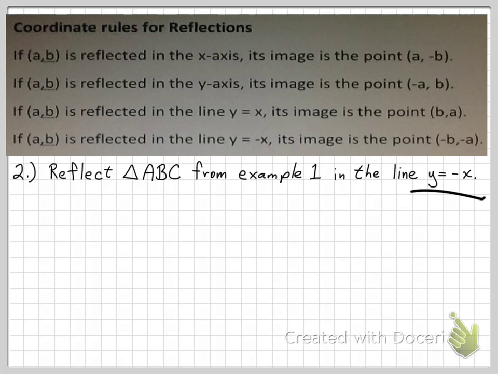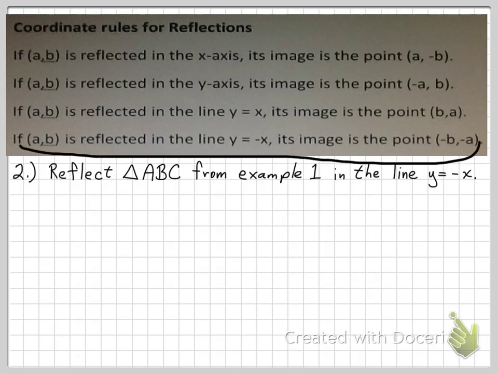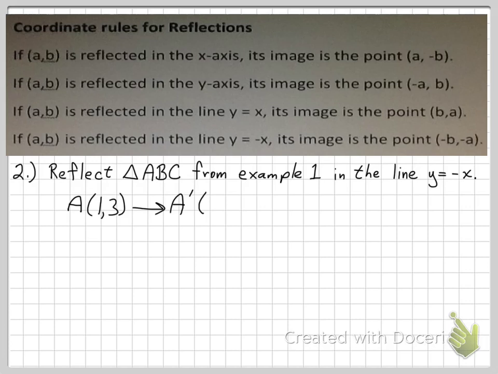So since I'm working with y equals negative x, that must be this rule right here, right? It's reflected in the line y equals negative x, and so the image is going to be the opposite of B, comma, the opposite of A. So in other words, you switch the coordinates and you switch the signs. So let's see how that works. In example 1, coordinate A was 1, 3. So in A prime, what do you think is going to go here? Well, using this rule, it's going to be the 3, right? But it's also going to be the opposite. So it's negative 3. So the new x-coordinate is negative 3.